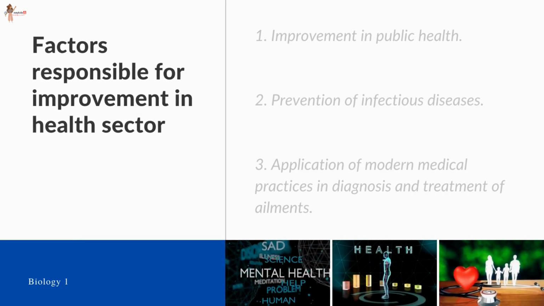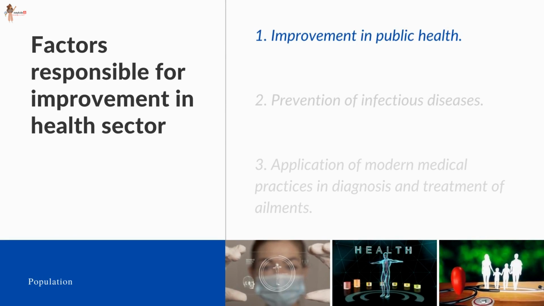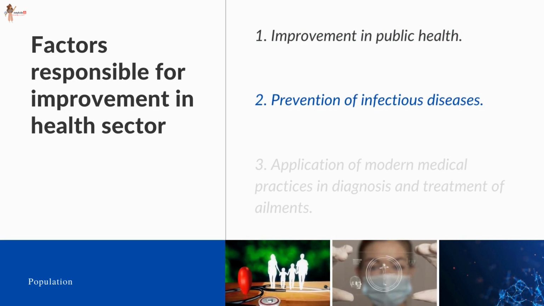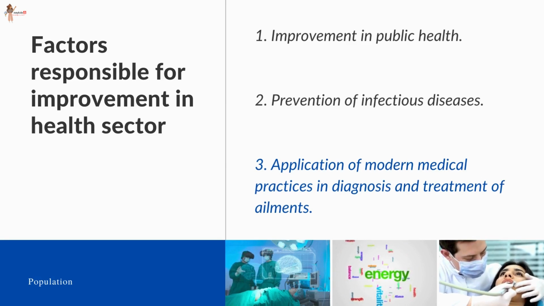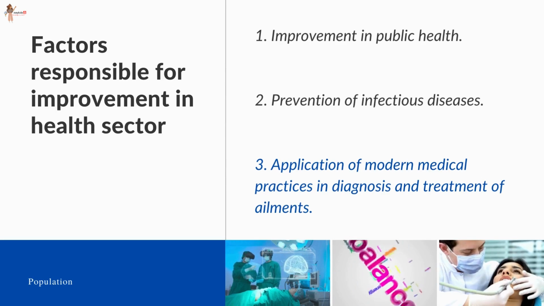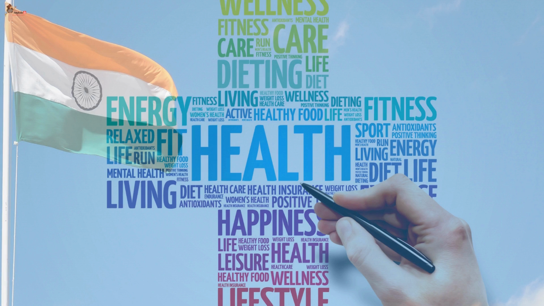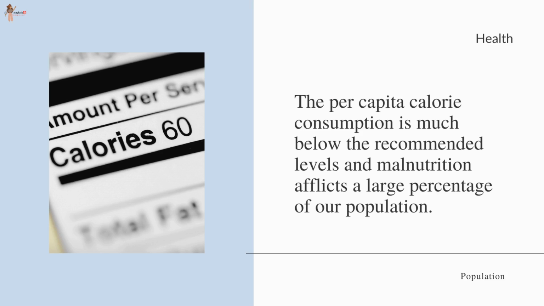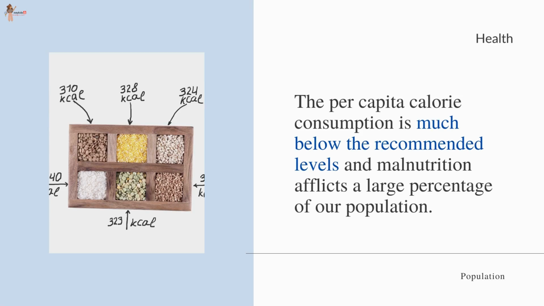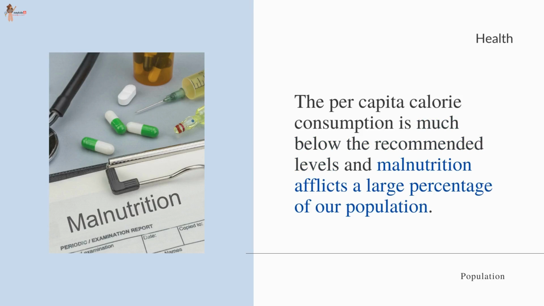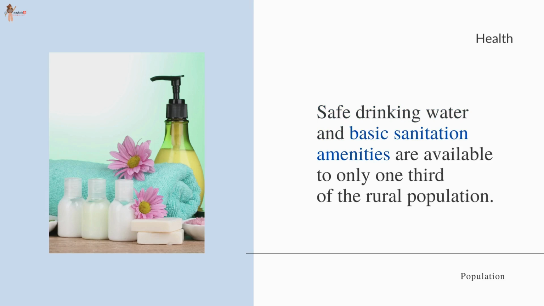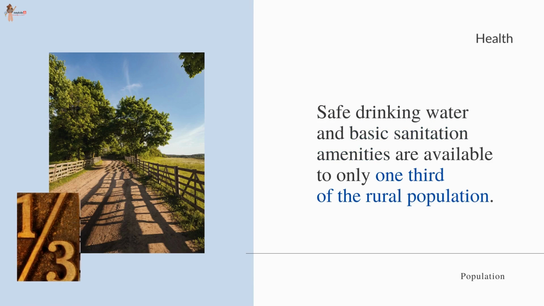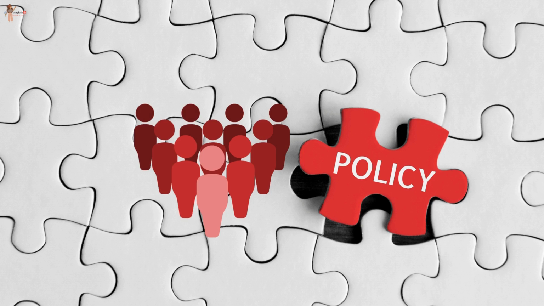This substantial improvement is the result of many factors, including improvement in public health, prevention of infectious diseases, and application of modern medical practices in diagnosis and treatment of ailments. Despite considerable achievements, the health situation is a matter of major concern for India. The per capita calorie consumption is much below the recommended levels, and malnutrition affects a large percentage of our population. Safe drinking water and basic sanitation amenities are available to only one third of the rural population. These problems need to be tackled through an appropriate population policy.